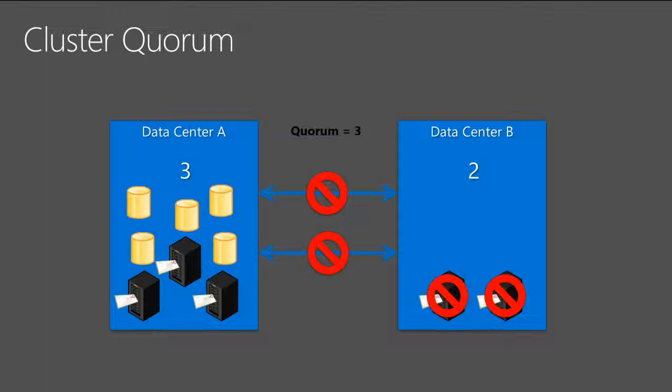Again, this is simple math, and you can see the conundrum we run into here. In this situation, I can't lose anything else over here. This cluster's stuck with 3 votes. If I lose another node, or if I've got to do any kind of maintenance, I'm done. The entire solution's going to go down.